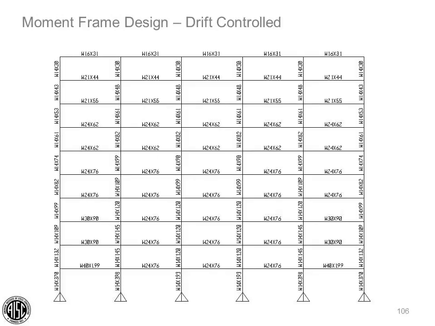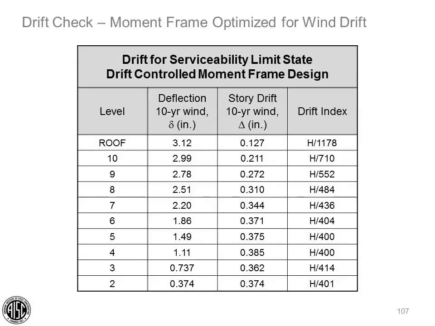We stiffen some of the lower level columns and beams to achieve the target drifts and optimize the frame for wind drift. The final member sizes are shown here. Here are the moment frame drifts for the optimized frame. Again, these are with unreduced stiffness properties. The column on the right shows the drift index for each level. We achieved the target drifts for all stories after stiffening the lower levels.